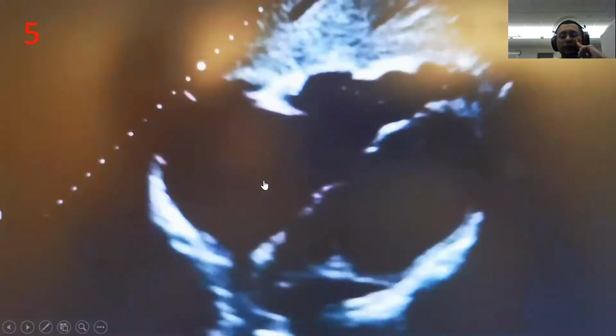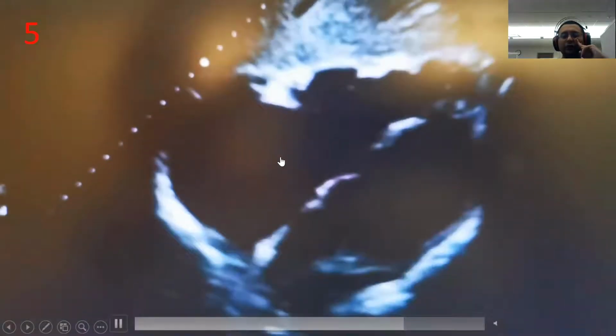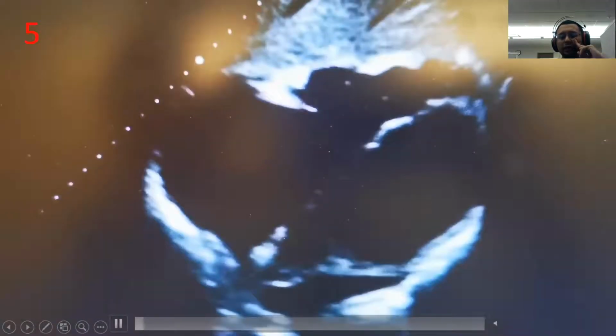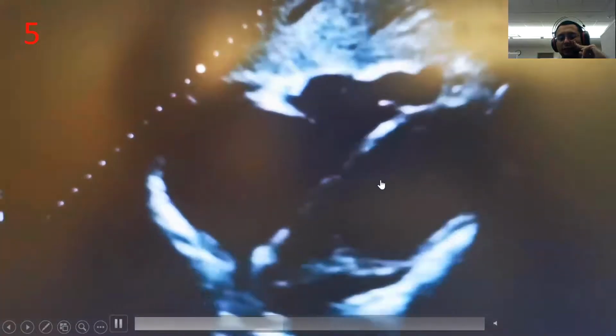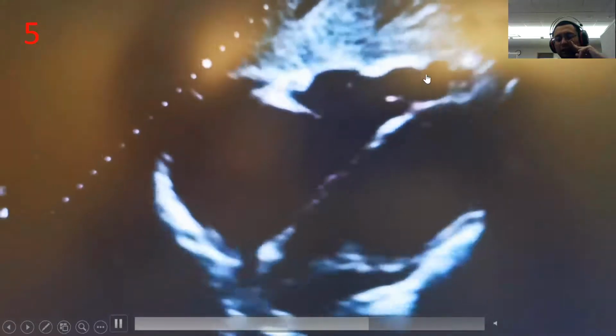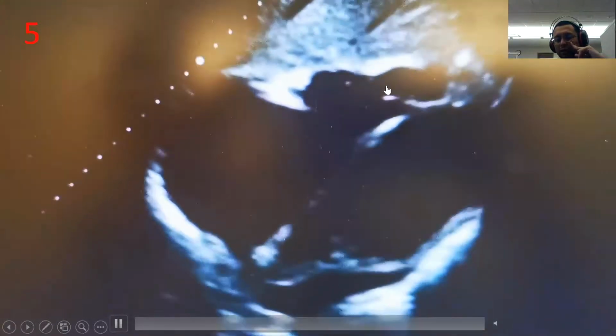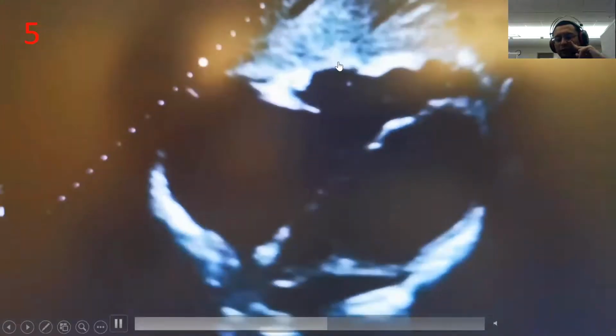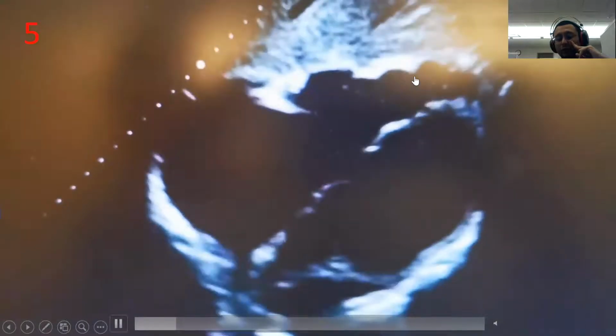Let's look at the next echo. This is a subcostal 4-chamber view: LA, LV, RA, and RV. Look at the right side. Again, what do you think about this segment? Does that look normal to you? The right ventricle wall. What do you think, Sarah?